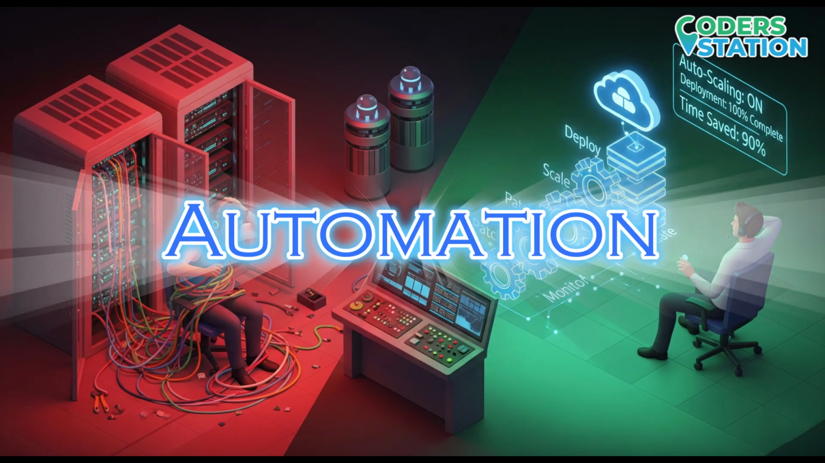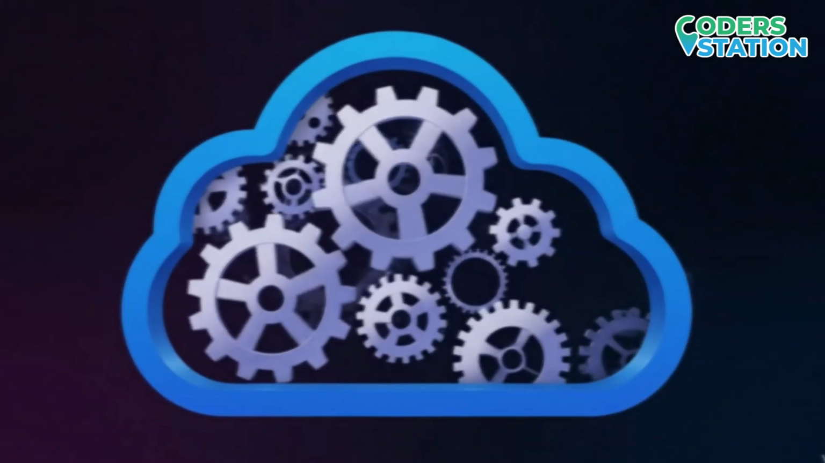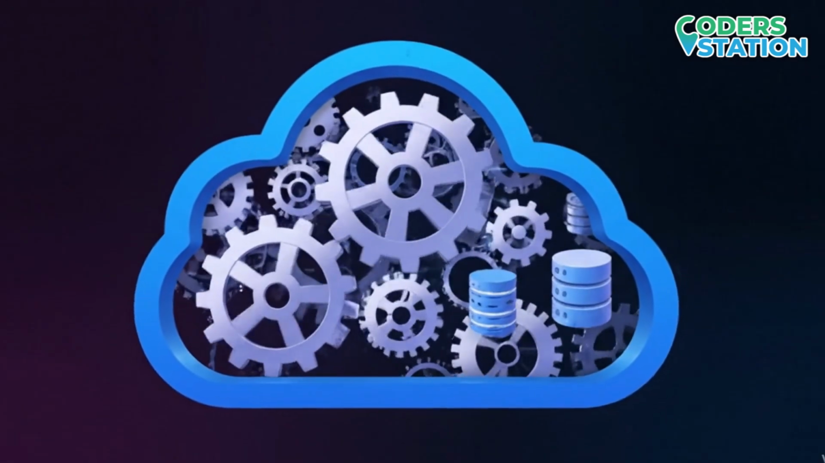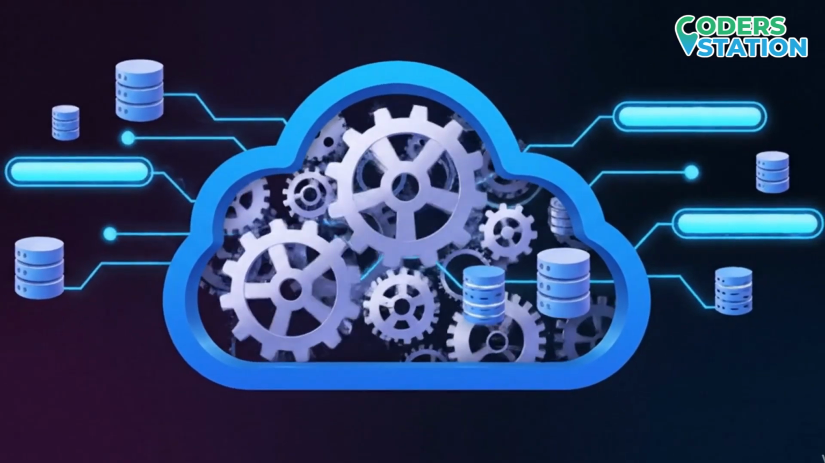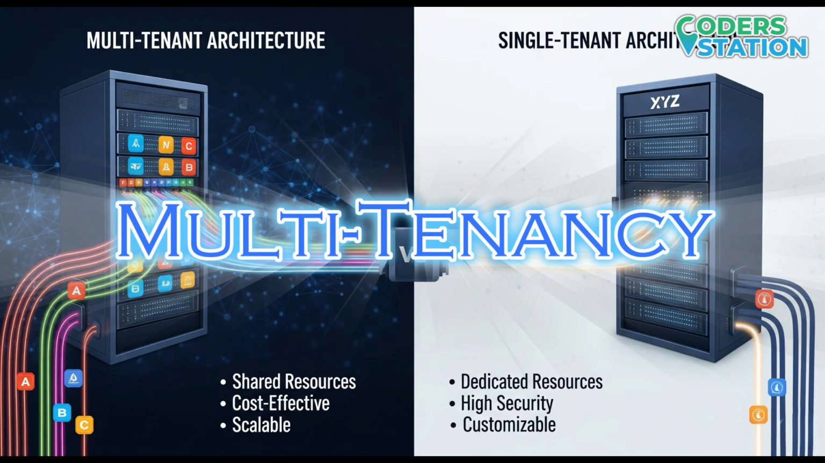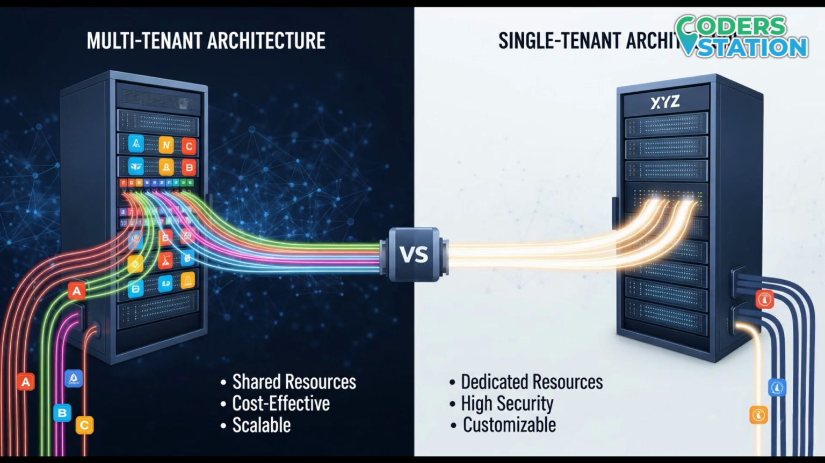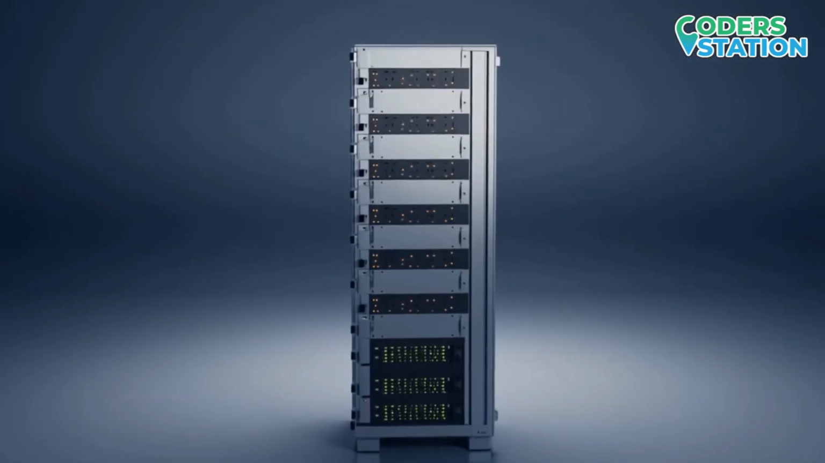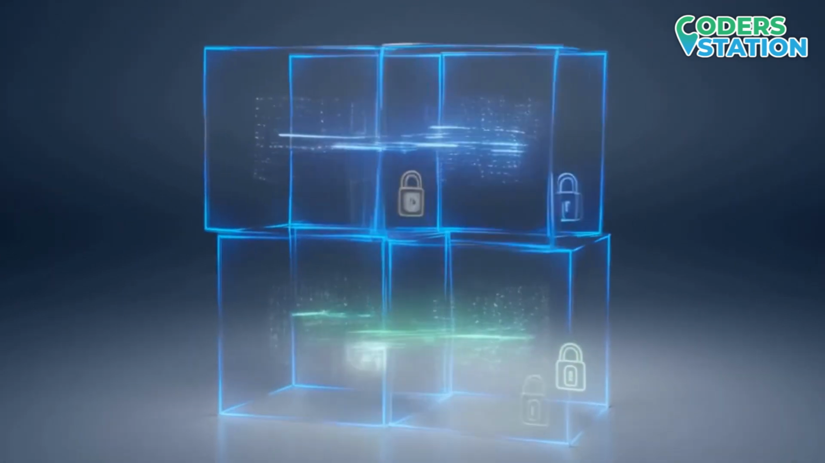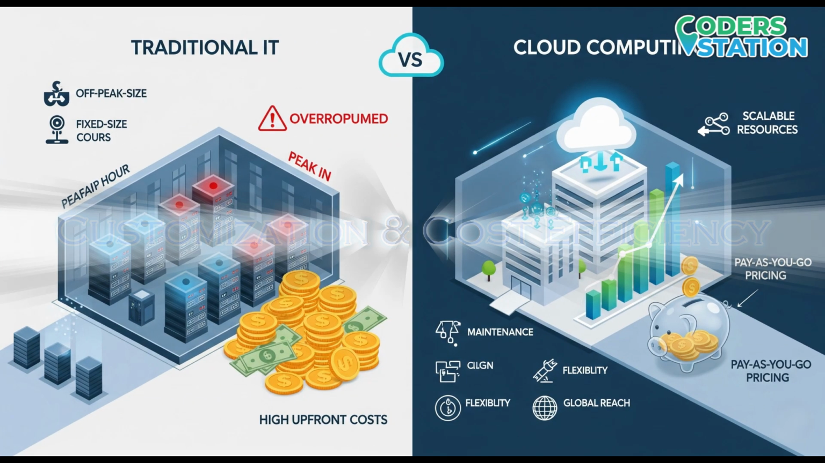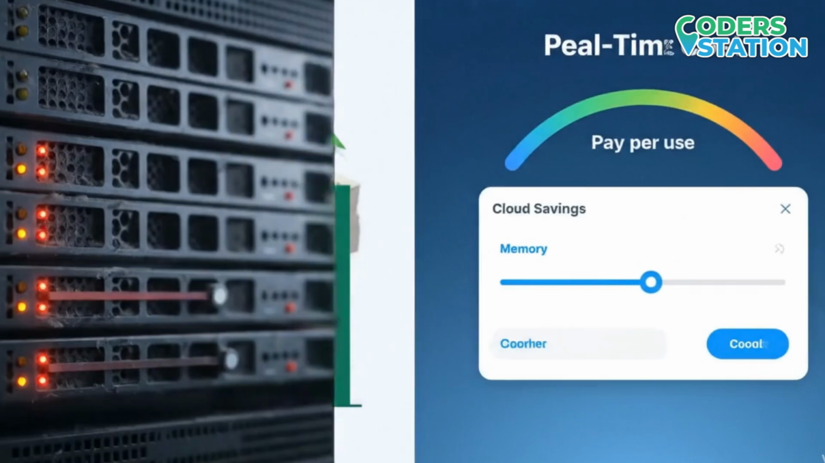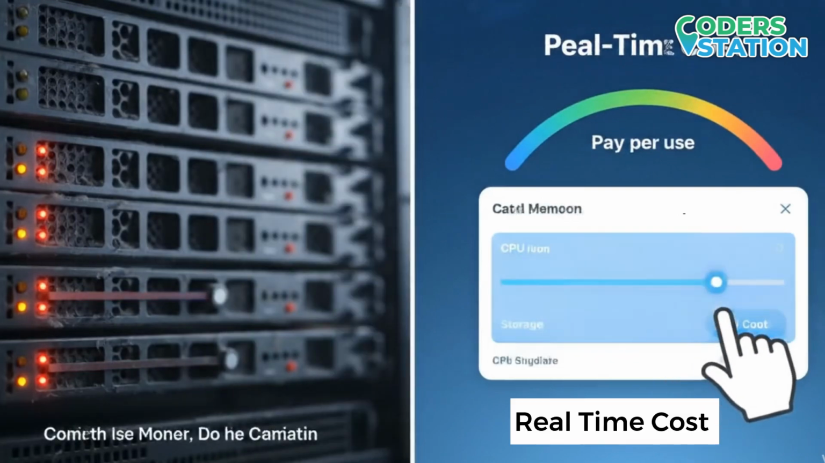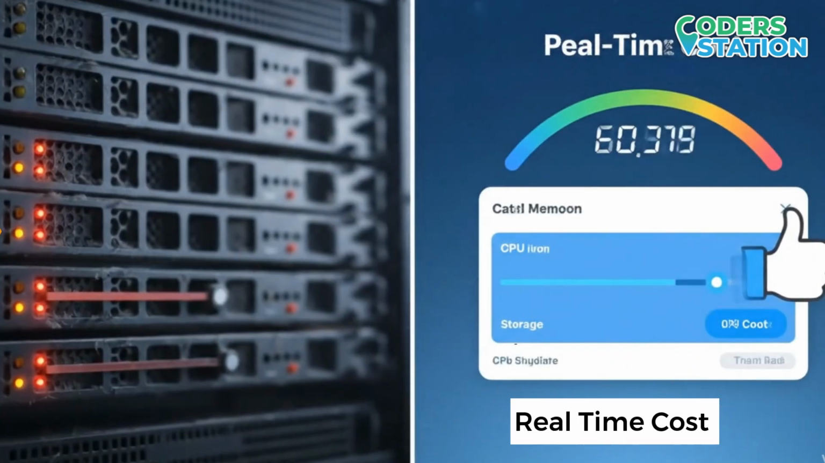Automation. With automation, cloud services can be deployed, updated, and maintained automatically, reducing the need for manual work. Multi-tenancy. Multi-tenancy allows multiple customers to share the same physical resources while keeping their data separate and secure. Customization and cost efficiency. Cloud resources can often be customized to fit your exact needs. And because you avoid large upfront hardware costs, it's highly cost efficient.